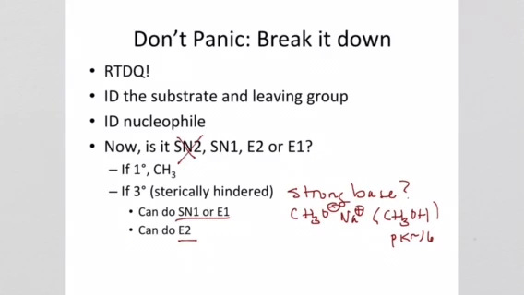If it's a strong base, then it's probably going to do E2. And the reason for that is a strong base doesn't allow the formation of a carbocation, which is what you need for an SN1 or an E1 reaction. So strong base, that's going to favor E2.